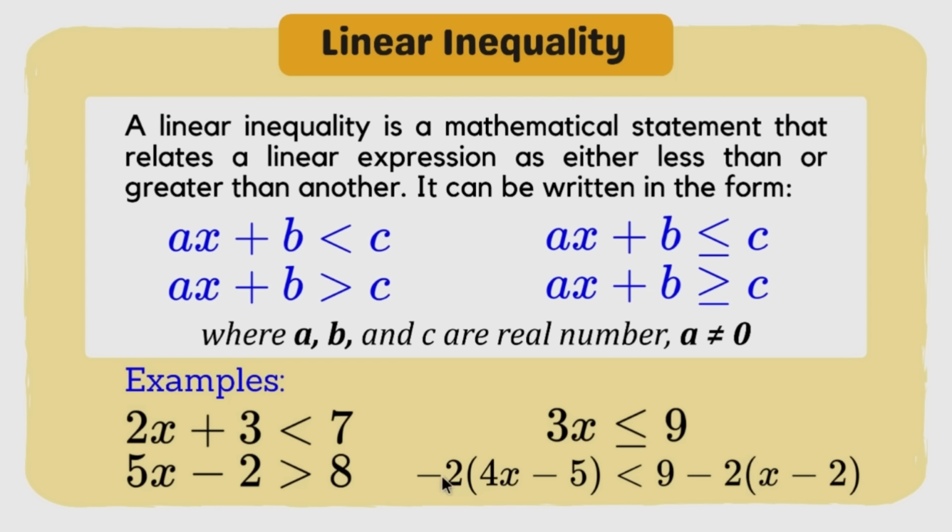Okay, another is we have here, as you can see, this is not yet simplified, but this is still considered a linear inequality. So we have here negative 2 times the quantity of 4x minus 5 is less than 9 minus 2 times the quantity of x minus 2. So ang gagawin talaga natin dito is isi-simplify pa natin, in order for us to have this linear inequality form. We can do the distributive property para po masimplify natin ang mga ito, and other properties like the addition property or subtraction property of equality. So magagamit pa rin po natin yung mga properties of equalities.